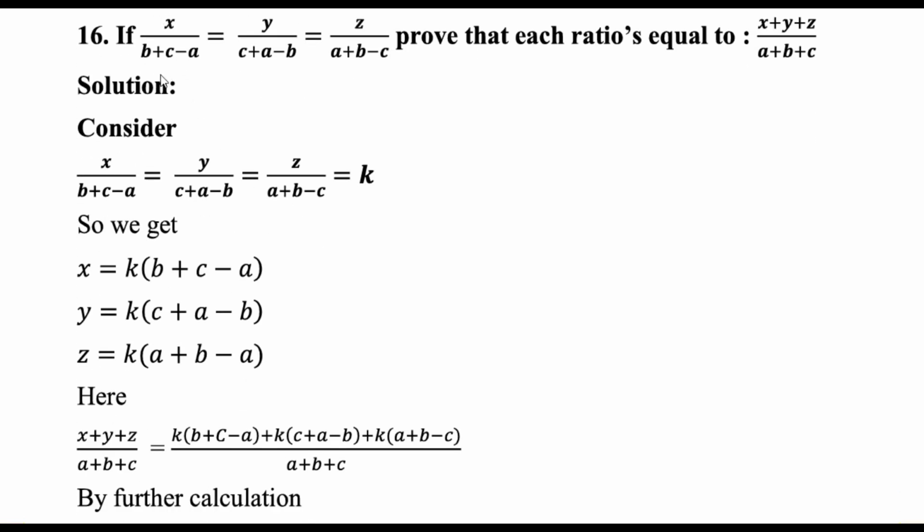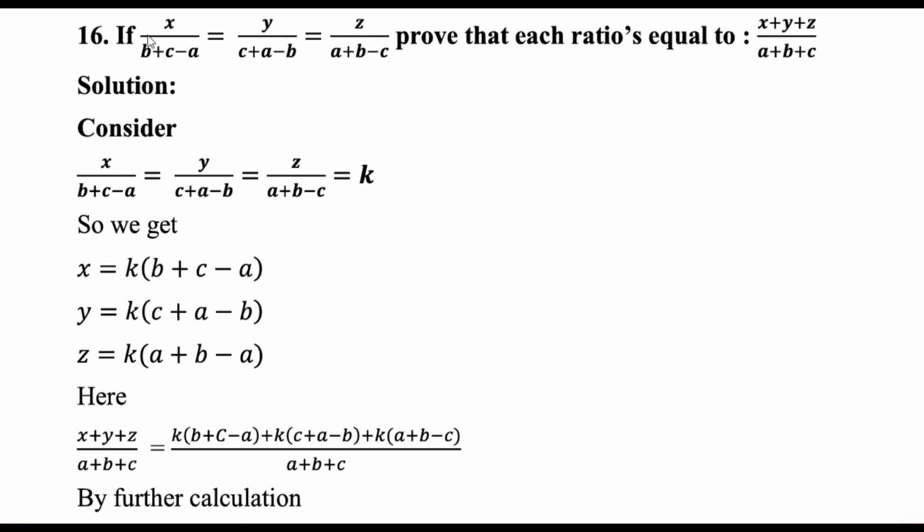If x divided by b plus c minus a is equal to y divided by c plus a minus b is equal to z divided by a plus b minus c, prove that each ratio is equal to x plus y plus z divided by a plus b plus c.